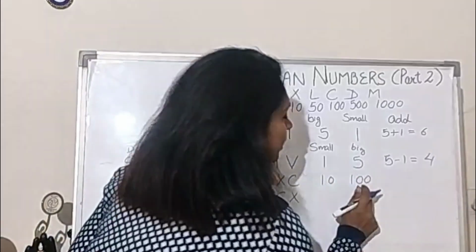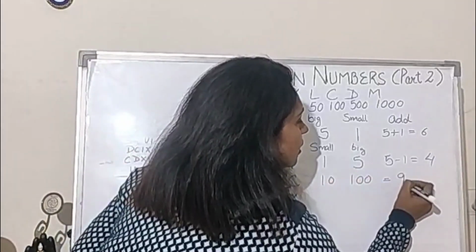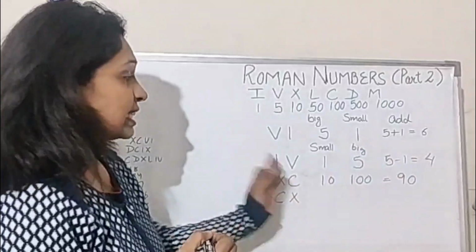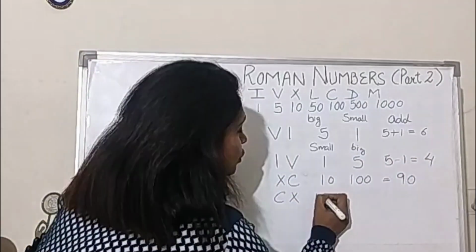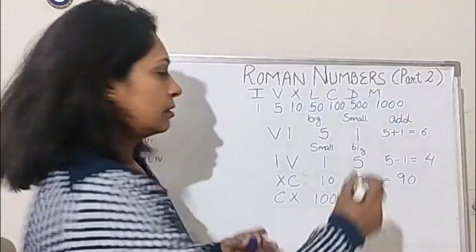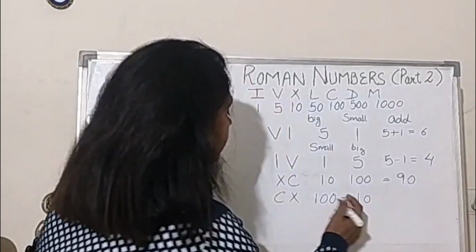So this is going to be 100 minus 10, which is 90. So XC is what? 90. And CX, this is going to be 100 minus 10. And what is 100 minus 10? Oh sorry, 100.